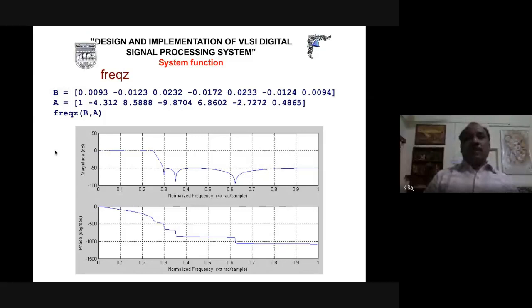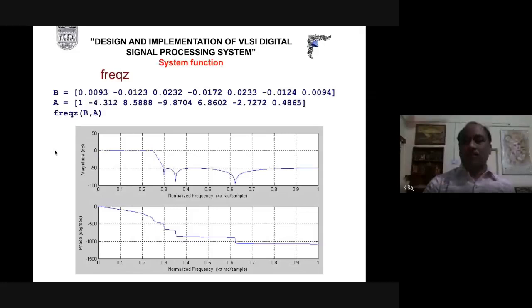As we have to use the S command in order to get the frequency response in the S plane, similarly, we have to use the frequency Z command in the Z plane to achieve the frequency response of the LTI discrete time system.